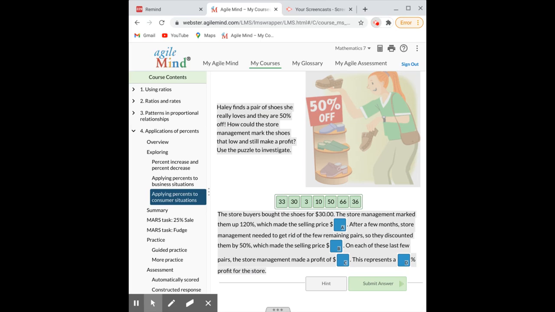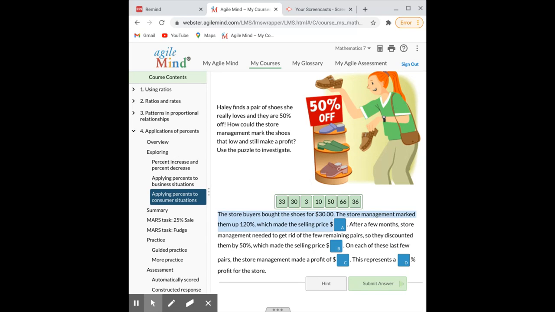All right, boys and girls, let's take a look at this. Go ahead and read that first one for me, please, Mr. Vincent. The store buyers bought the shoes for $30. The store management marked them up 120%, which made the selling price blank. All right, let's see if Vincent can try it first.